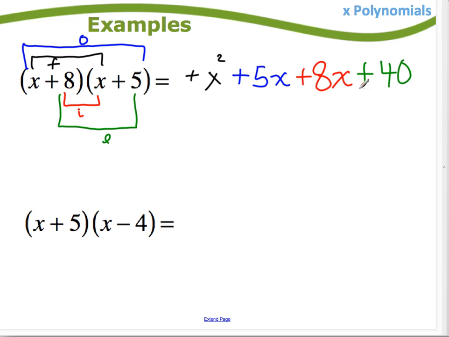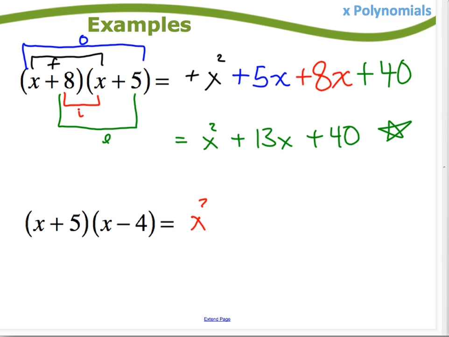Then I take a look at what I have left and see if there's any like terms. Often the middle ones are, but not always. So I could rewrite my expression as x squared, 5 plus 8 would be 13x, plus 40. So this would be my product of those things. If you want, try that next one. Pause and try it, and then come back to see if you're right.